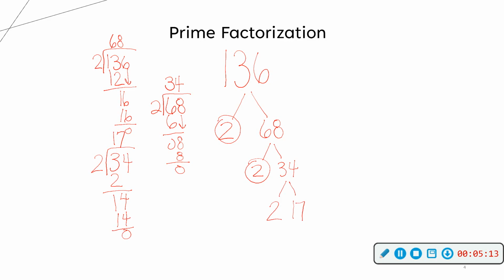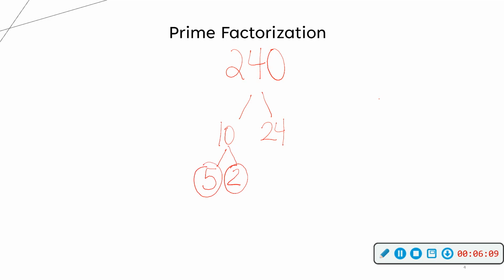We are pretty much done because 17 is a prime and 2 is a prime. There is nothing times itself or nothing times that number that's going to give us 17. So in this case, my answer would be 2 times 2 times 2 times 17. Or 2 to the third power times 17. Let's try one more and then we'll move on.